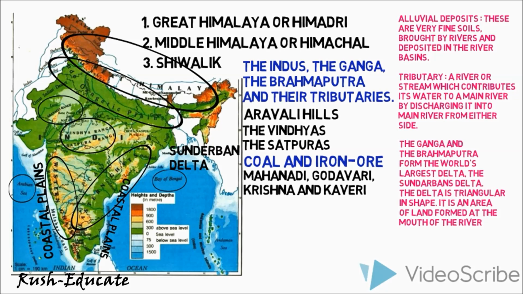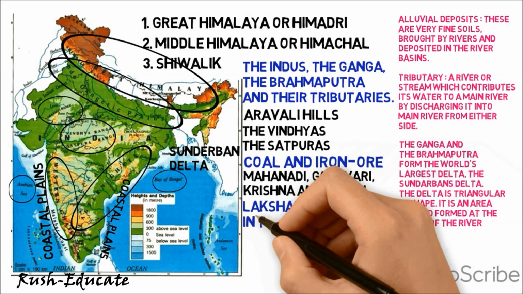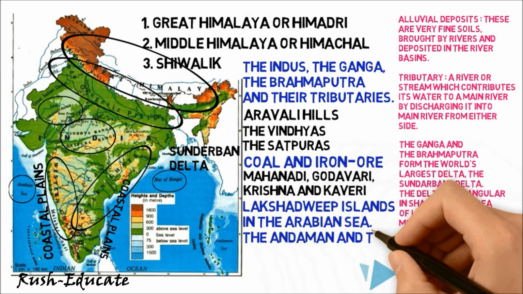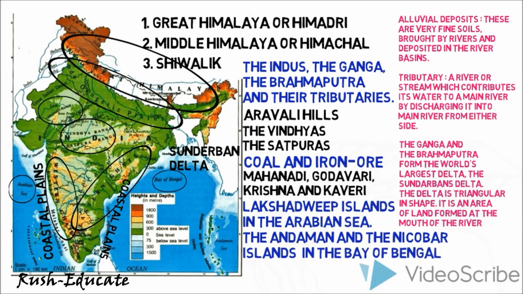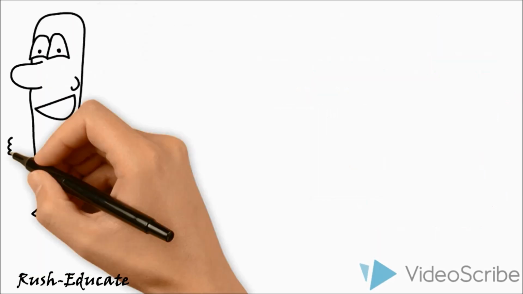2 groups of islands also form part of India. Lakshadweep Islands are located in the Arabian Sea. The Andaman and the Nicobar Islands lie to the southeast of the Indian mainland in the Bay of Bengal.